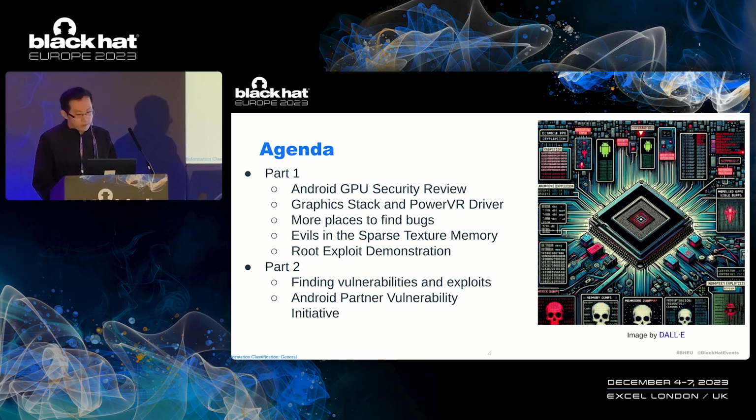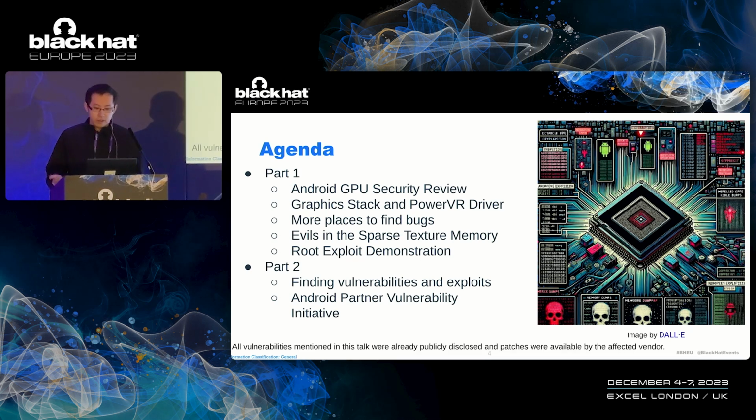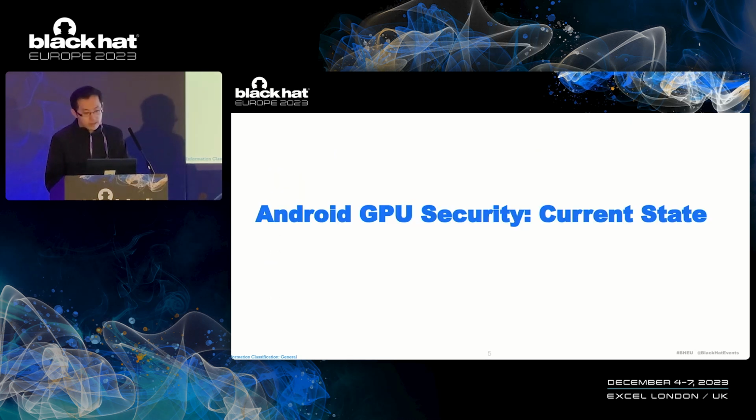Part two will focus on the defensive research, including how Google finds vulnerabilities, exploits, and new innovative technologies for detecting rooting exploits. And I will also introduce the Android Partner Vulnerability Initiative Program and summarize our findings. All the vulnerabilities we mention in this talk were already either publicly disclosed, with patches available from the affected vendors. So first of all, I would like to talk about the state of Android GPU security.